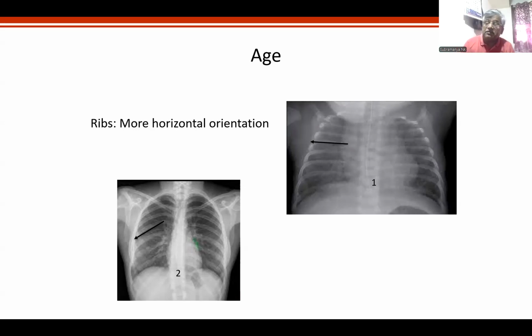Therefore, in infants, we are very, very lucky because most often the ribs are horizontal and they don't cause this much of a problem. But whenever you are looking at adolescents and adults, this becomes an important factor.